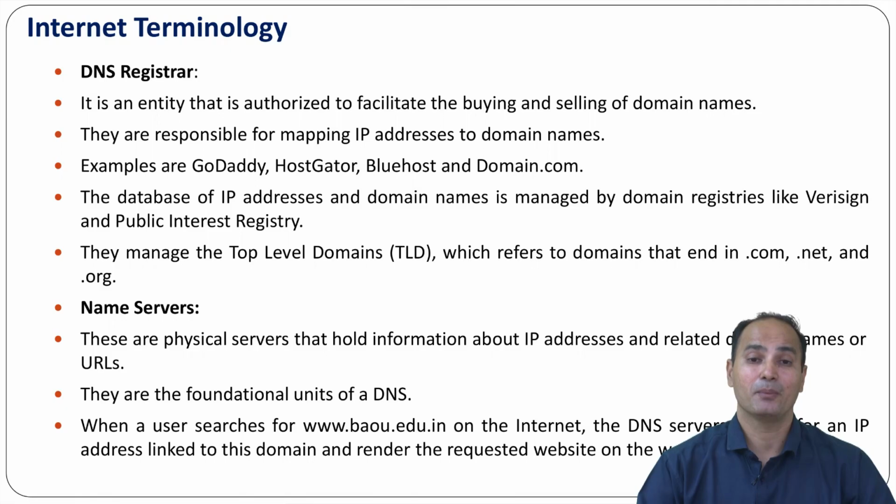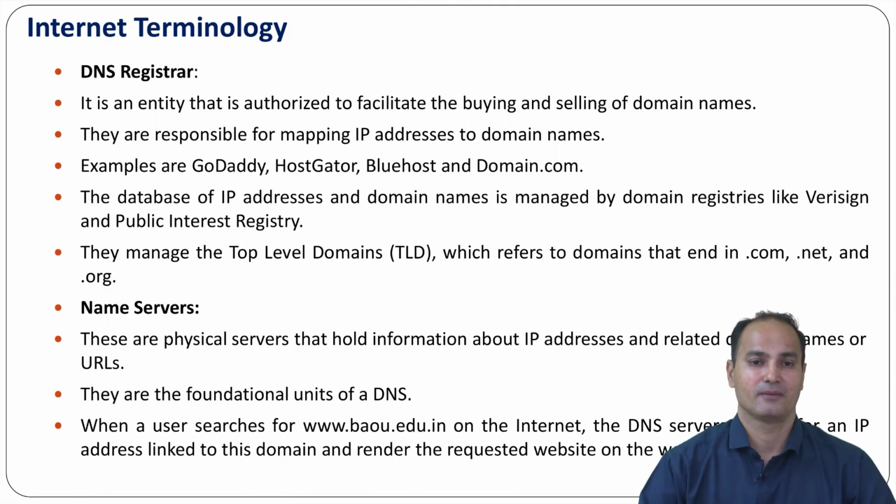The database of IP addresses and domain names is managed by domain registries like VeriSign and Public Interest Registry. They manage the top level domains, which refers to the domains that end in .com, .net and .org.